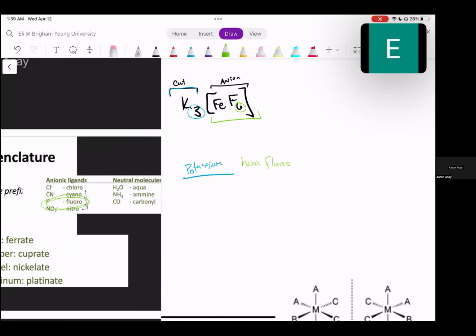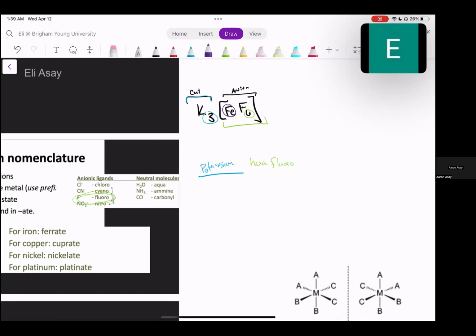And then we look at our metal that we have, and that's going to be iron. Remember, because it's in the anion, we got to add the -ate to it. So it's going to be ferrate. And then again, we have to figure out the oxidation state.